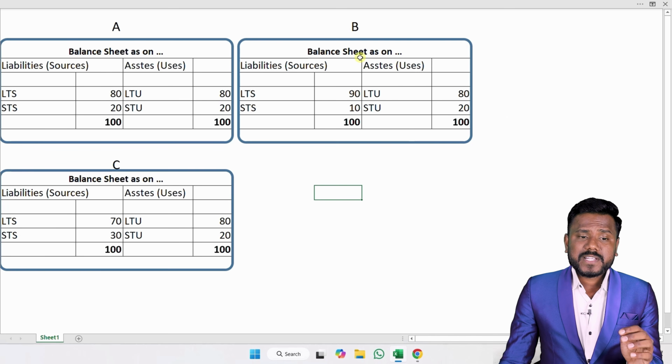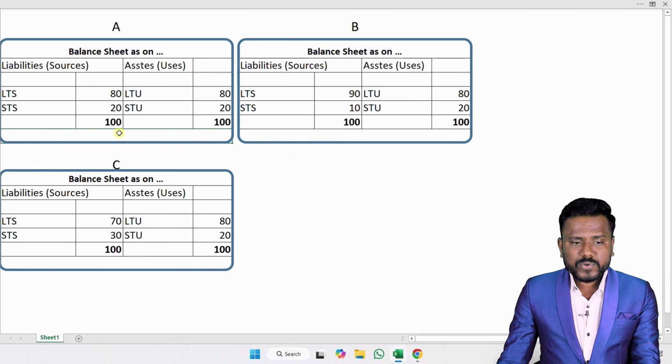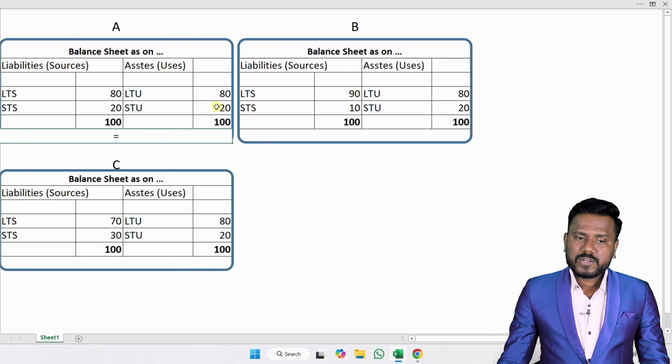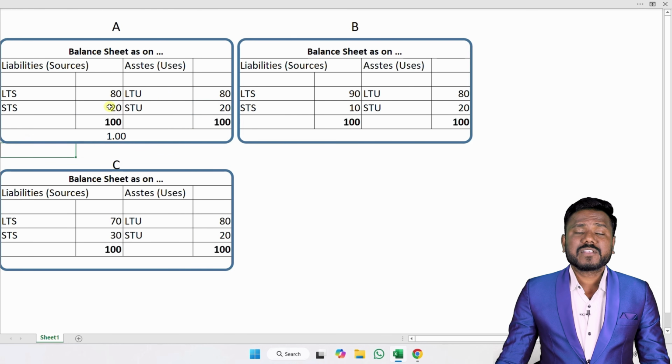Company A is a type of company where the short-term uses, you can say current assets, are equal to current liabilities. So the current ratio of this company, total current assets divided by current liabilities, is 1. By disposing these short-term uses, current assets, they can clear the current liabilities.